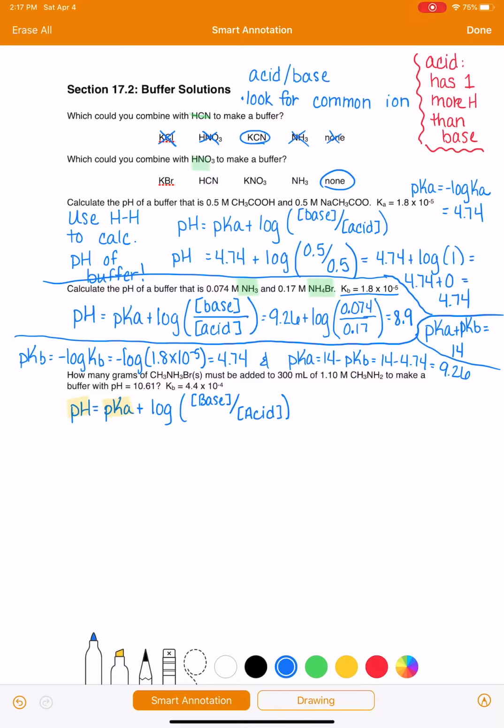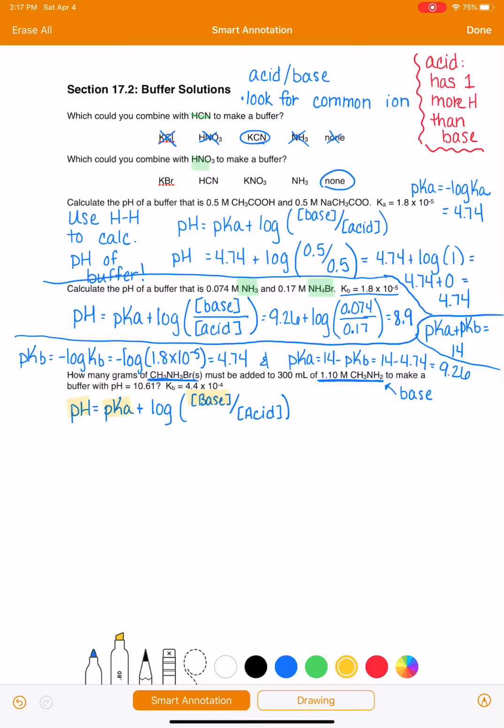So this CH3NH2, is that our base or is that our acid? Well, remember, we're going to compare the formula to CH3NH3. Whichever one has the most hydrogen atoms is the acid. CH3NH3 has 6 hydrogens. CH3NH2, that has 5 hydrogens. So that means this is our base. So now that we know that, we know the concentration of our base.